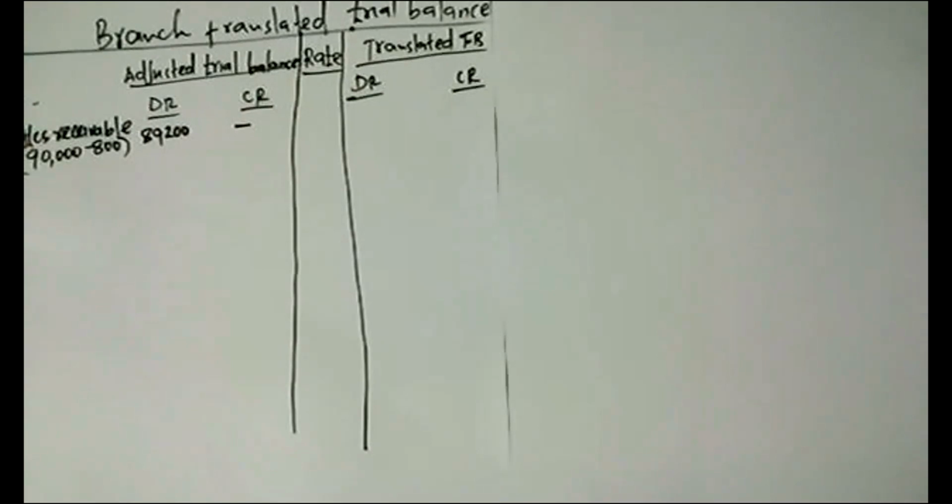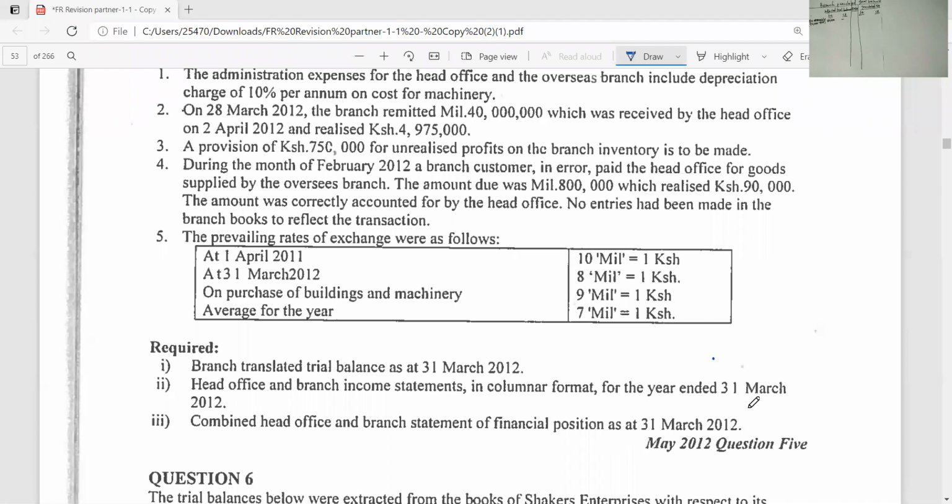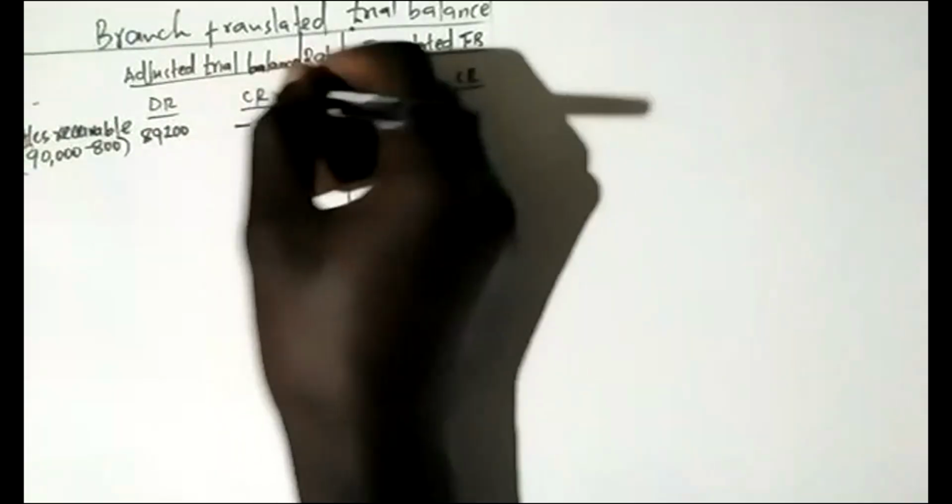Then now we have to translate that. And you need to know that the account receivable, this is an asset. And we said asset, we use the closing rate. And you know that the closing rate is the rate when the statement of financial position is prepared. And our statements are prepared as at 31st March 2012. So as at 31st March 2012, the rate which was there is 8 milli to 1 Kenyan shilling.